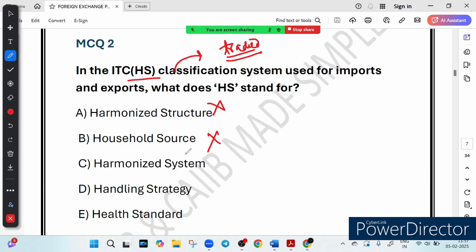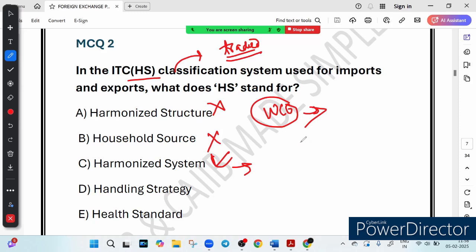Option C says harmonized system. Yes, this is correct. The harmonized system is a globally standardized method of classifying traded goods. So who developed it? The WCO, that is the World Customs Organization. It helps in uniform classification, tax calculation, and customs procedure. In India, it is used in the ITC-HS.